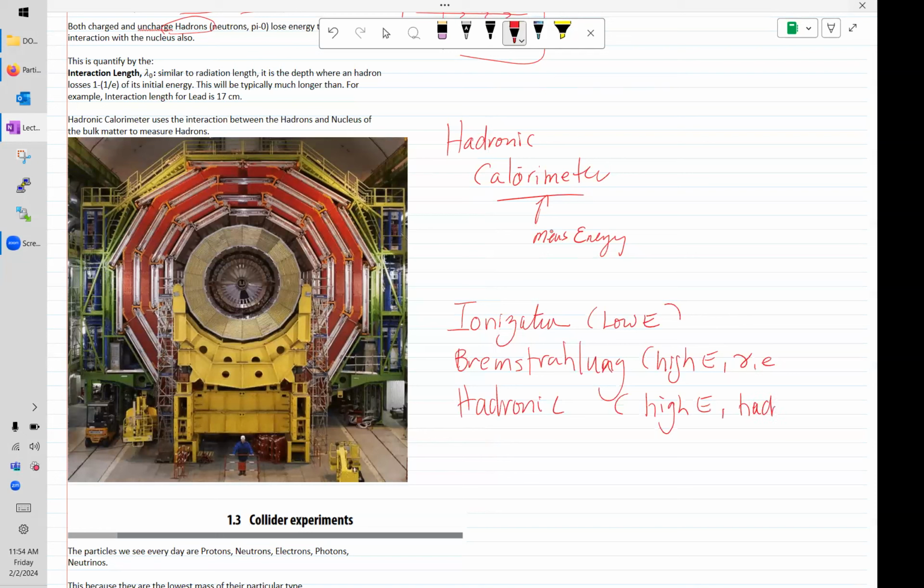Hadrons. Sorry for going over a little bit, but I'm going to stop recording here. I can stick around for a little question if anyone has any.